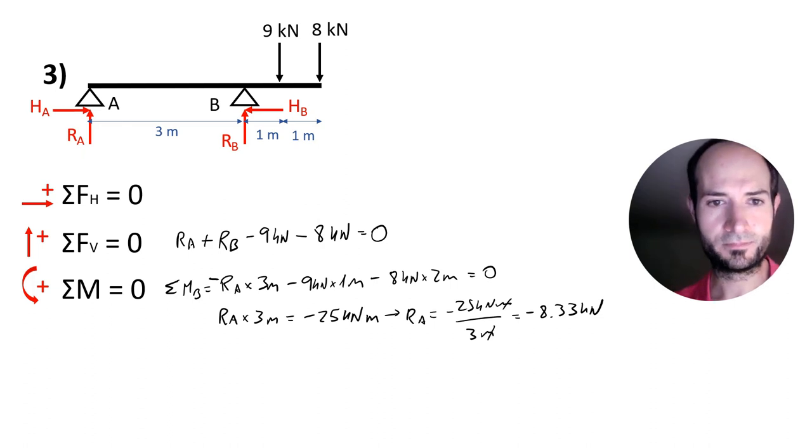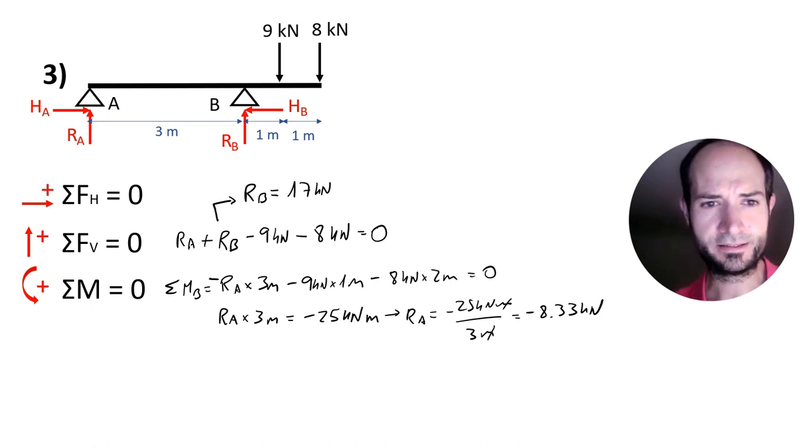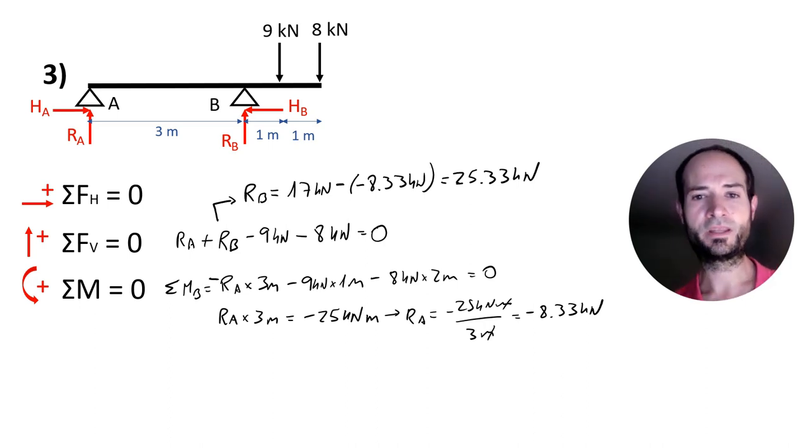Now, RB. RB on one side, everything else on the other side. So 9, 8, that's 17. And RA going negative, so it's minus, minus 8.33 kN. Minus times minus becomes positive, so we have 17 plus 8.33. So that's 25.33 kN. So has it increased or not from last week?